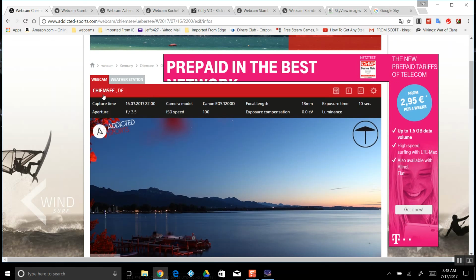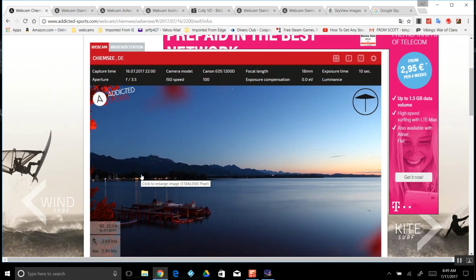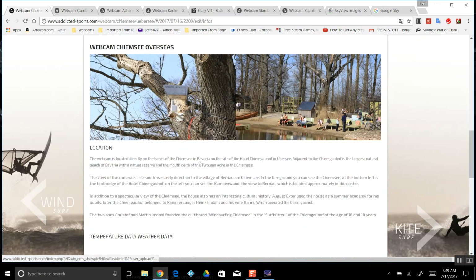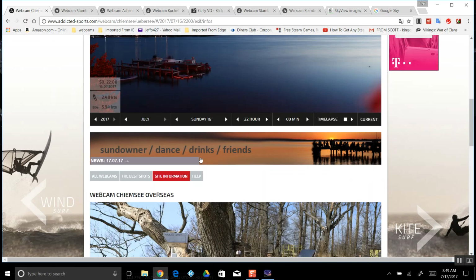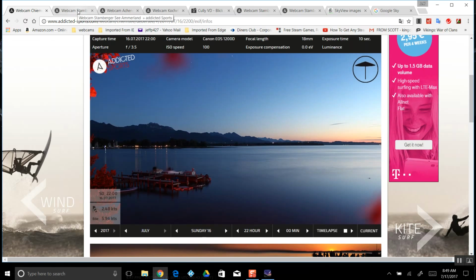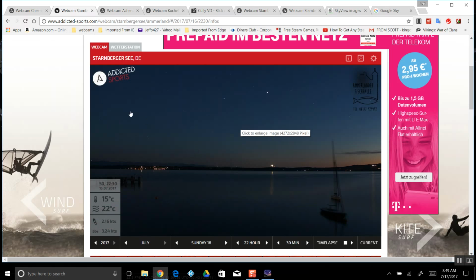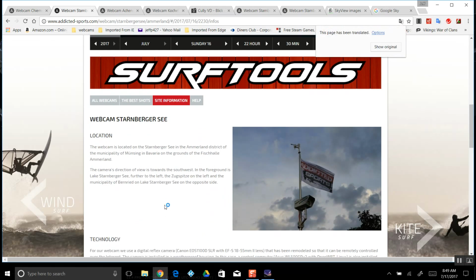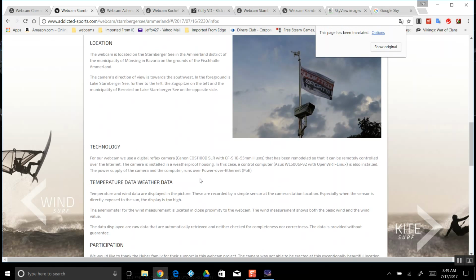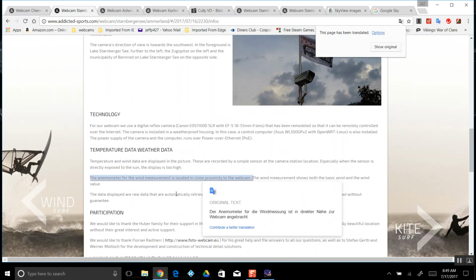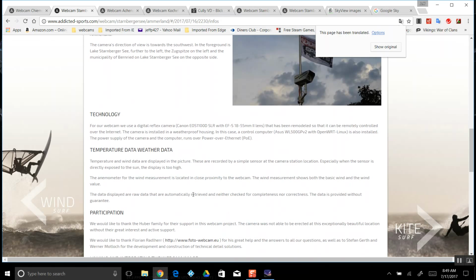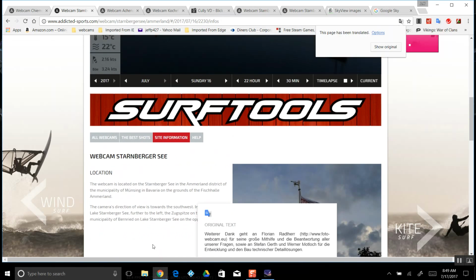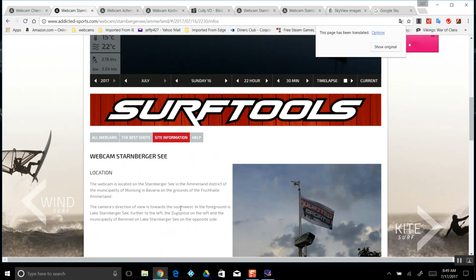This was over Lake Chemsi. I hope I'm pronouncing that right. All these cameras are to the south and the southwest. See, southwest direction right here. Next, at the same time, over Lake Starnberg. Let me translate that real quick. This is also facing the southwest. Let's see, the direction of the view is the southwest.